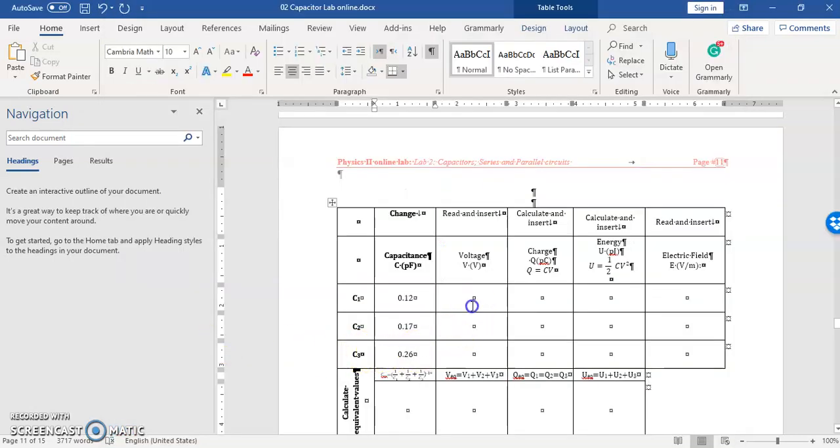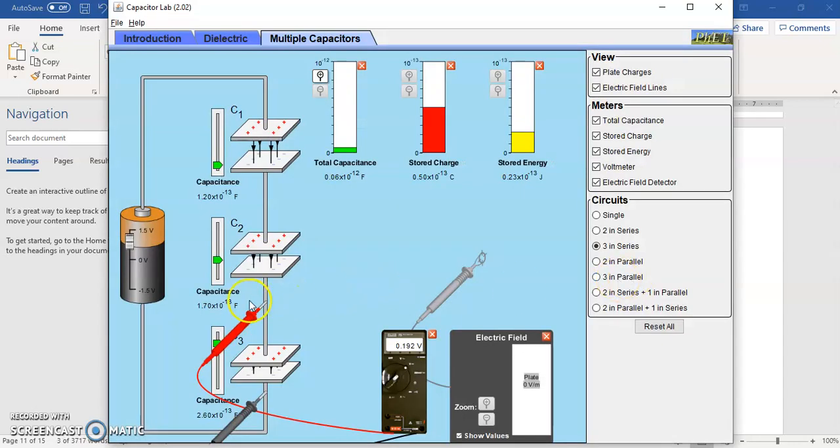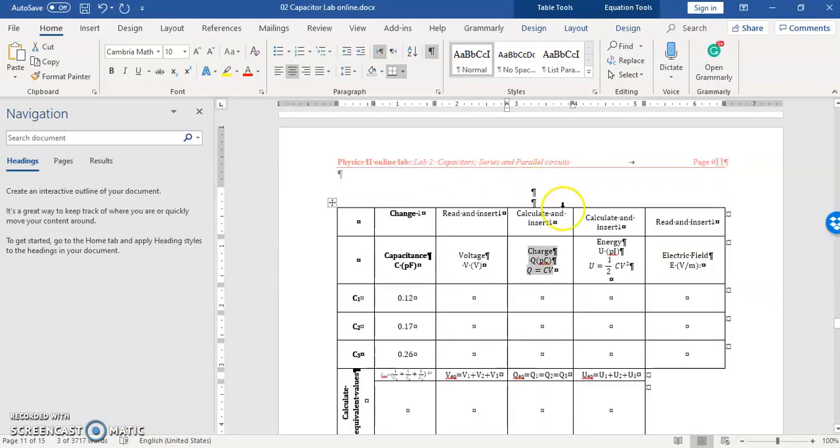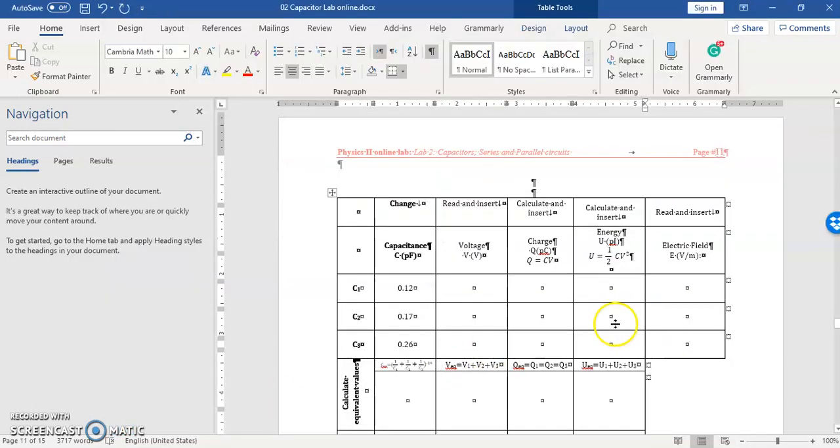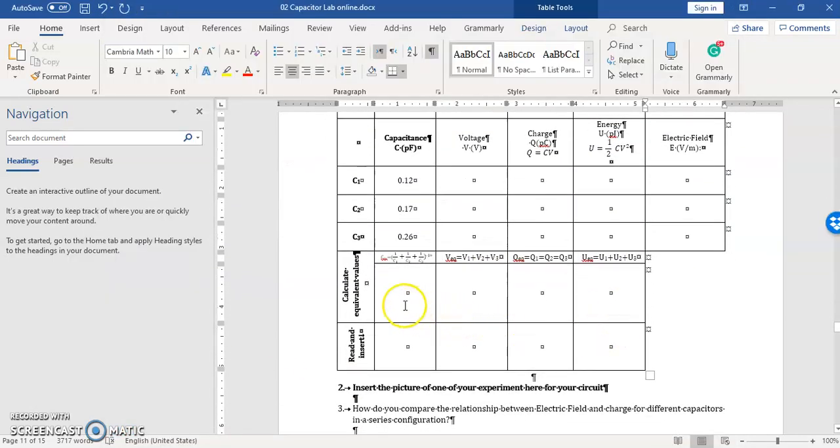So you fill out the voltage of C1, C2, C3, and Q of C1. This is calculated, so you basically have to multiply C by V. You have the C, you have the V, you calculate it. And then the energy, also, you have to calculate it. Then read and insert the electric field. So I'm expecting you to put the electric field here, here, and here, and read it and put it there. So at the end, what I want you to do is calculate and also read and insert.